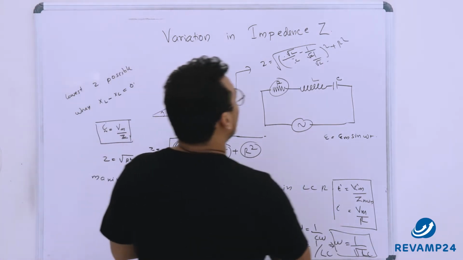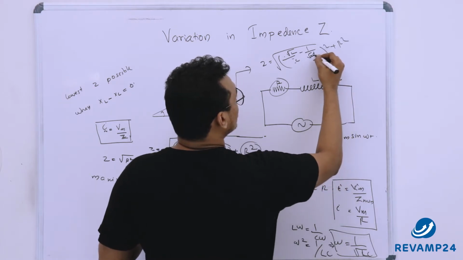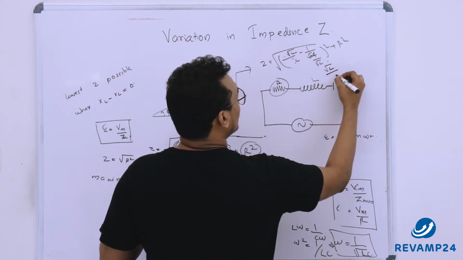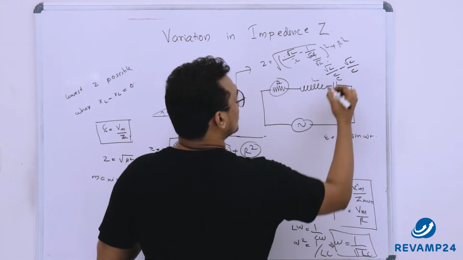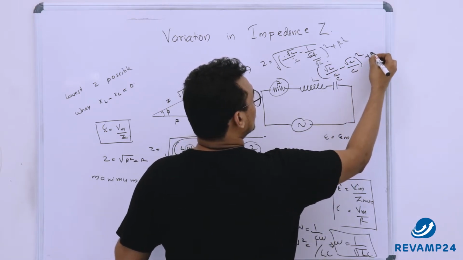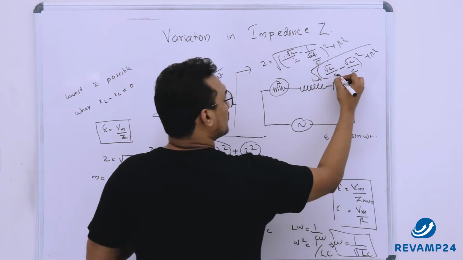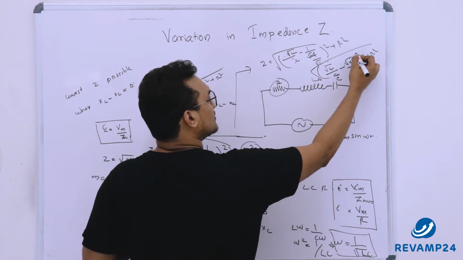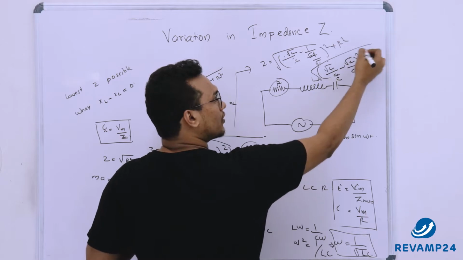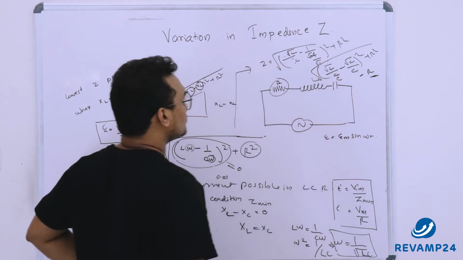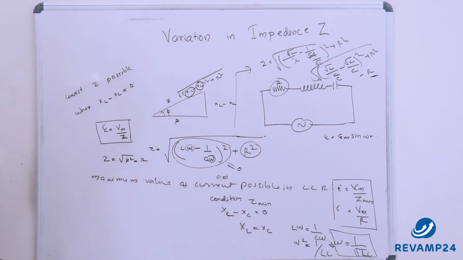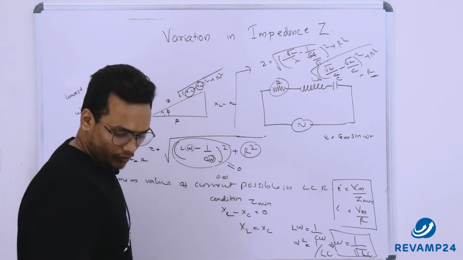Okay, now I will have root L divided by C minus root L divided by C, the whole square, plus R square. So root L divided by C minus root L divided by C is equal to 0, and the square of that would be 0, plus R square, and this would be R. Okay, so this is very important.